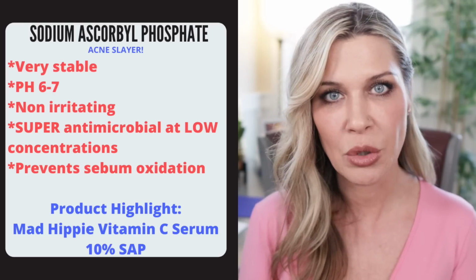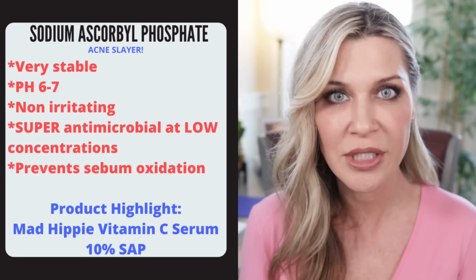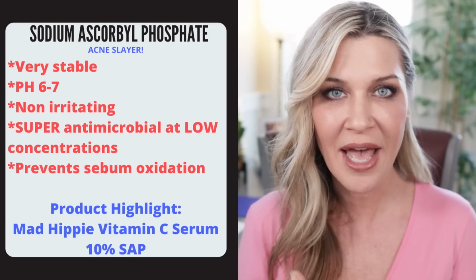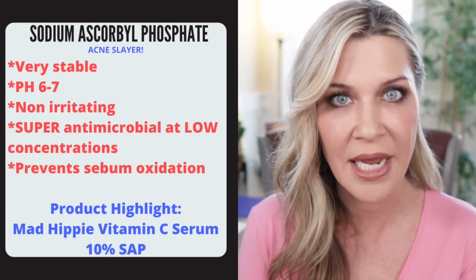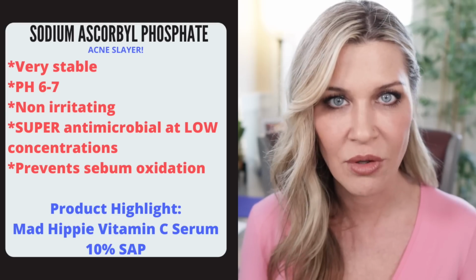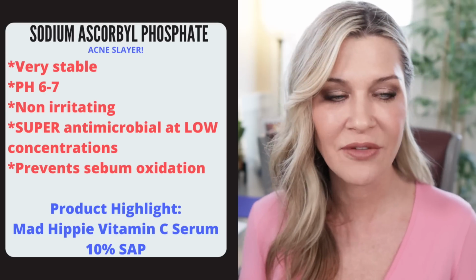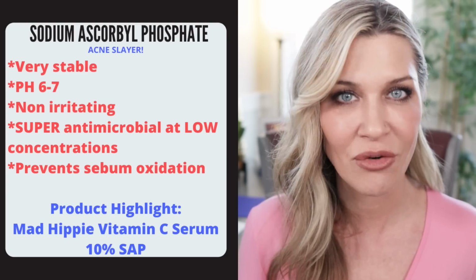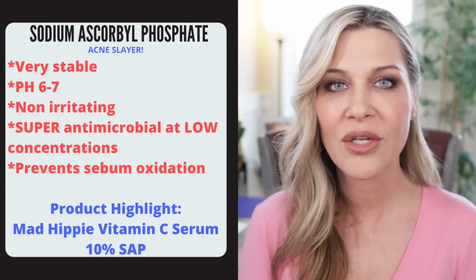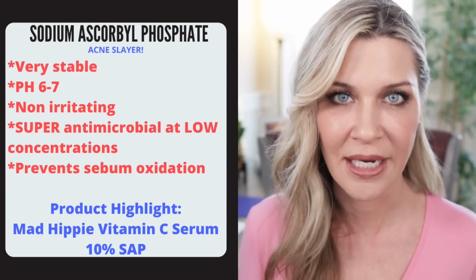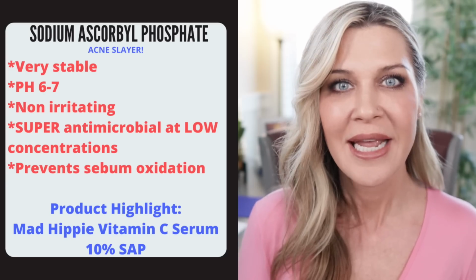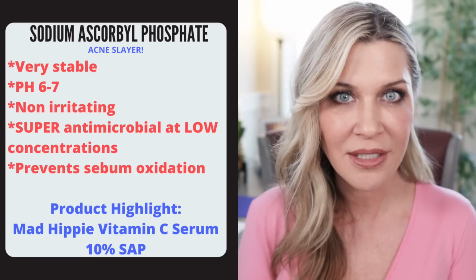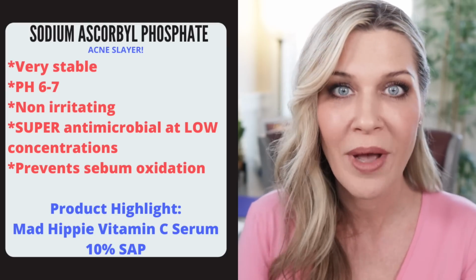Now, this one is pretty cool because its pH is super stable. It sits at a pH of 6 to 7. So that is right up in neutral pH. Very stable. The cool thing about sodium ascorbyl phosphate is that it is, get this, amazingly antimicrobial, which means that it is going to help greatly with acne. The other thing about sodium ascorbyl phosphate is that it helps to reduce sebum oxidation. Now, sebum oxidation is a big contributor to acne.